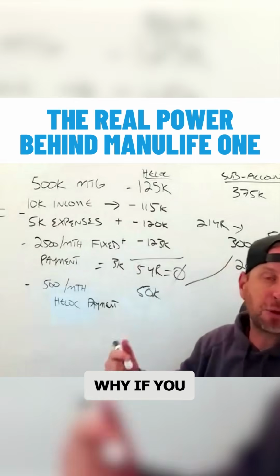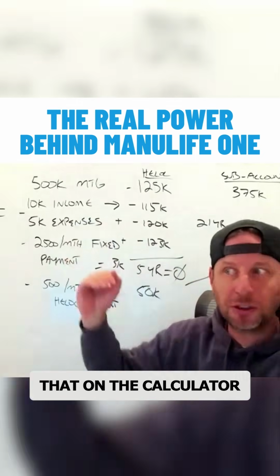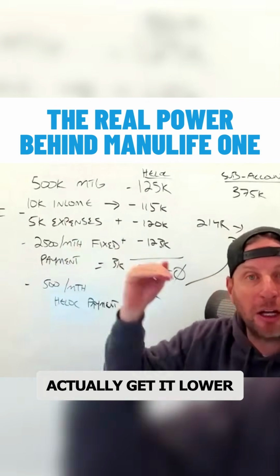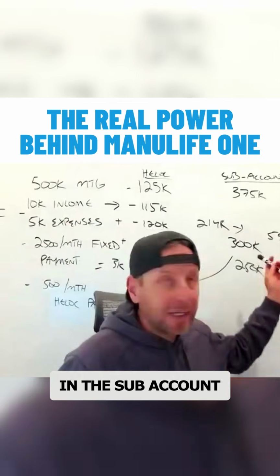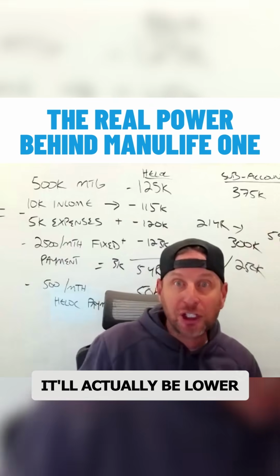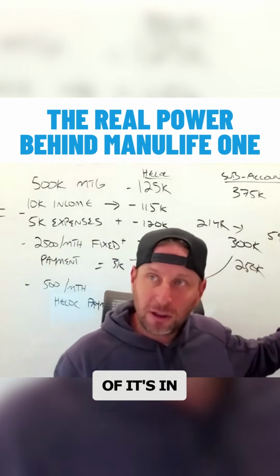And that's why if you keep everything in the HELOC from day one and just show that on the calculator, it shows 12 and a half years, 100%. But we can actually get it lower if we put money in the sub account and coach them on shifting money over when the time is right. It'll actually be lower than the 12 and a half years because a good portion of it's in lower interest.